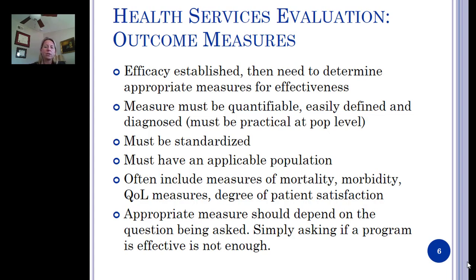So typically in health service evaluations, we're looking at measures such as mortality, morbidity, quality of life measures, and degrees of patient satisfaction, because these are measures that are standardizable, they're certainly meaningful, and they can be measured at a population level. But with any sort of study, either a program level or an individual level, we always want to ensure that the measures that we're using are appropriate for the research questions that we're asking, right? Simply asking if a program is effective or not is not enough. We have to define what we mean by effective.